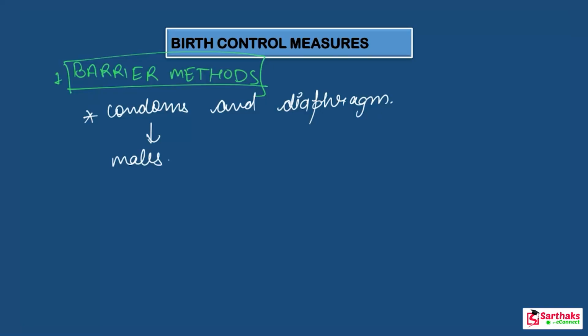Similarly, diaphragms are used by females. Diaphragm is just like a cap structure, and it is put in the vagina. The female puts the diaphragm in the vagina to cover the cervix. So condom as well as diaphragm prevent the sperm from meeting the ova.